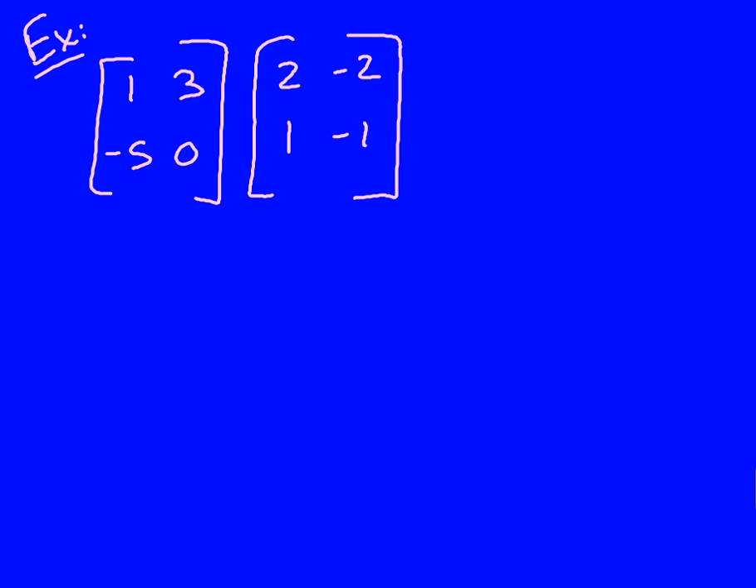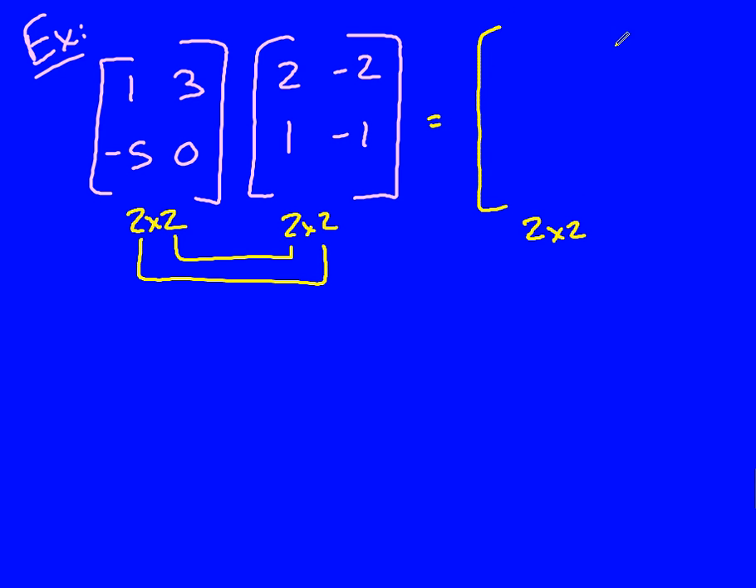First off, let's see if we can even do the matrix multiplication. Each of these are 2 by 2 matrices. So the middle numbers match up, so yes, we can do it. And that means that our outside numbers become what our resultant should be. So our resultant should be a 2 by 2 matrix. So now I really have 4 blanks in this matrix I need to fill in.